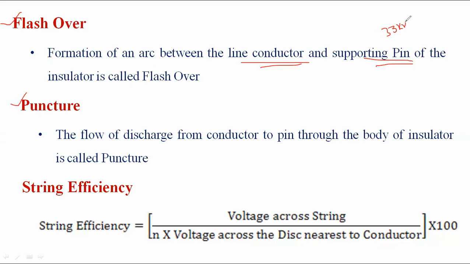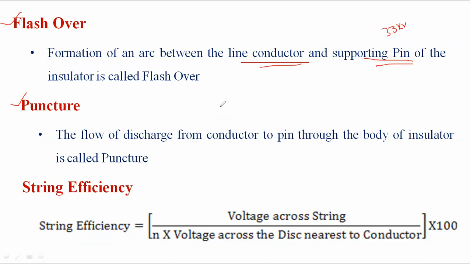There are two types of flashover: dry flashover and wet flashover. And puncture: once the flashover has taken place, it is discharged to the ground through the body of the insulator. That flow of discharge from the conductor pin through the body of the insulator is called puncture. At that time the insulator is fully destroyed. To avoid puncture, we use an insulator with more thickness.